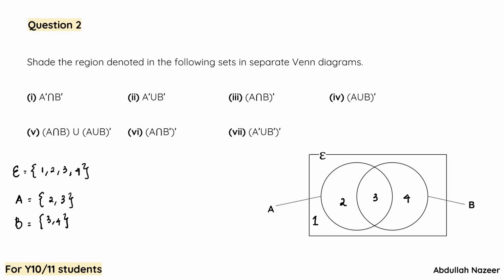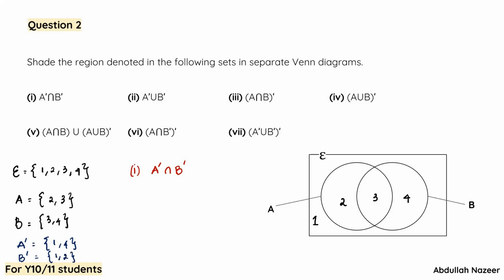Let's start with the first one. It says A complement intersection B complement. First, let's find which numbers belong to this set. To find that, we need to know the complement sets. A complement is everything except A, which is everything except 2 and 3, which is 1 and 4. And B complement is everything except B, which is everything except 3 and 4, which is 1 and 2.